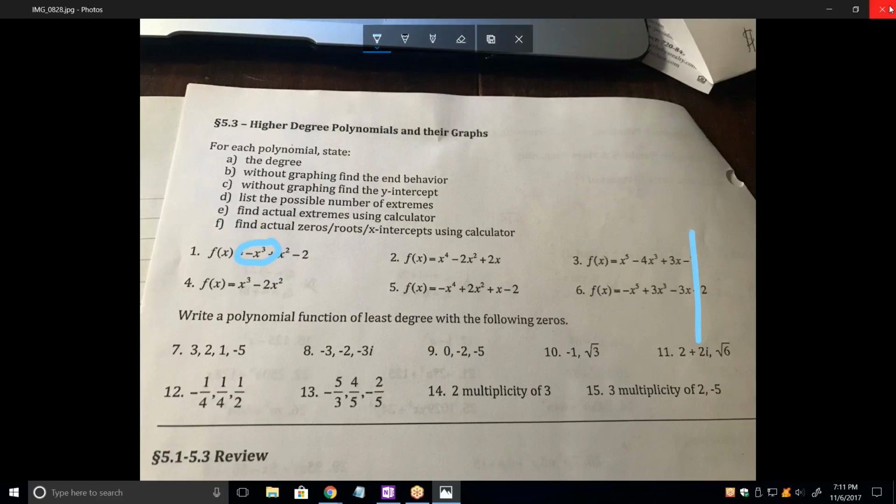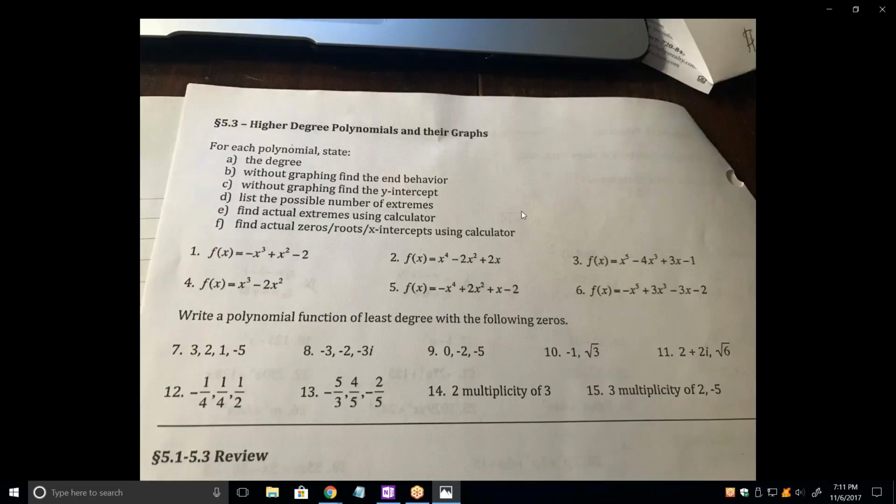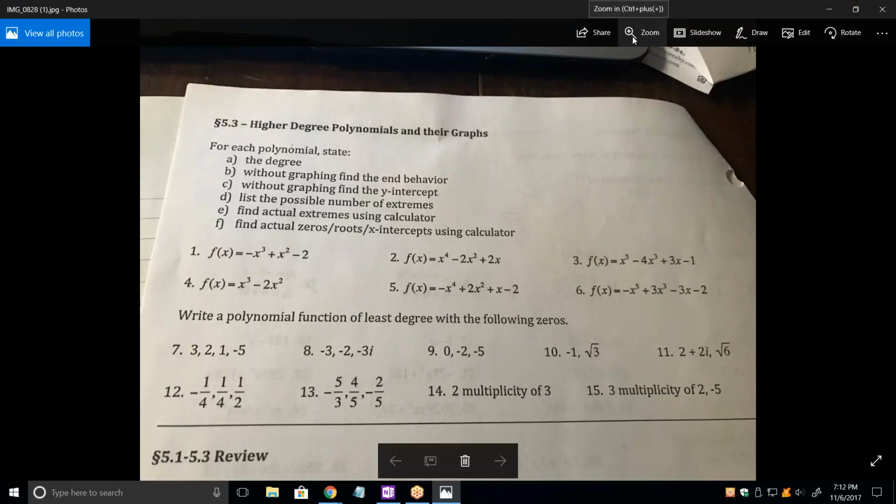Let me scroll up here. Oops. How is that? Just a second. I guess I can't scroll. I guess I don't need to.